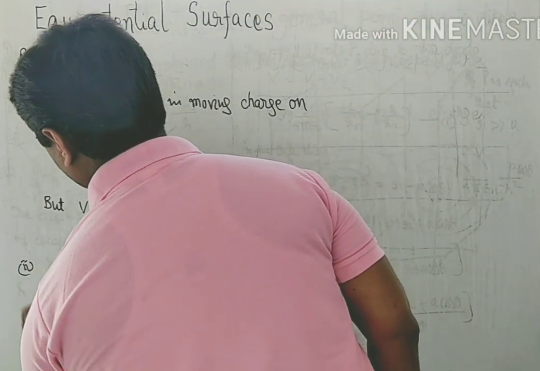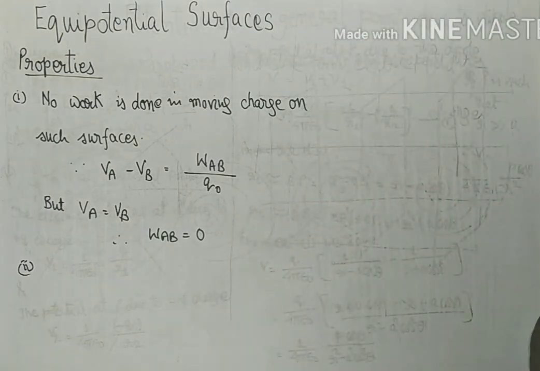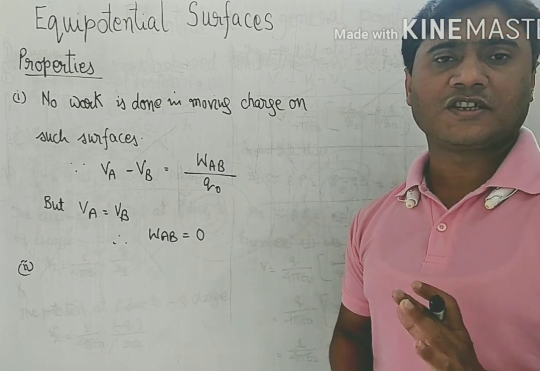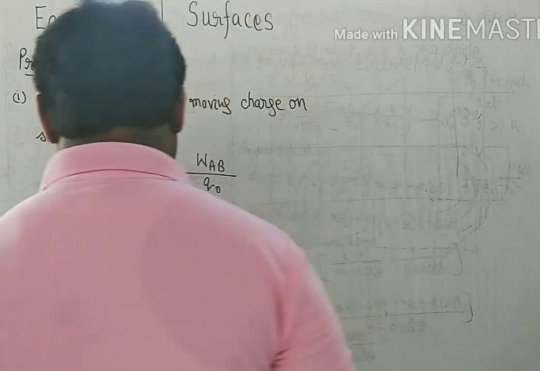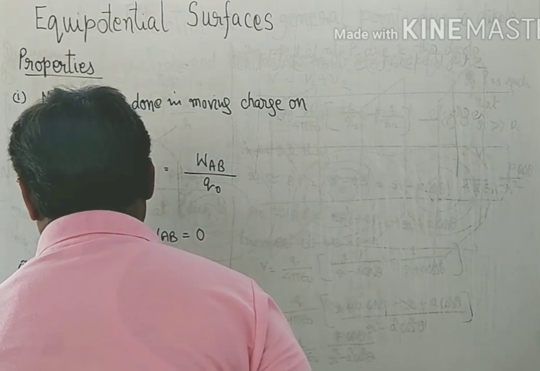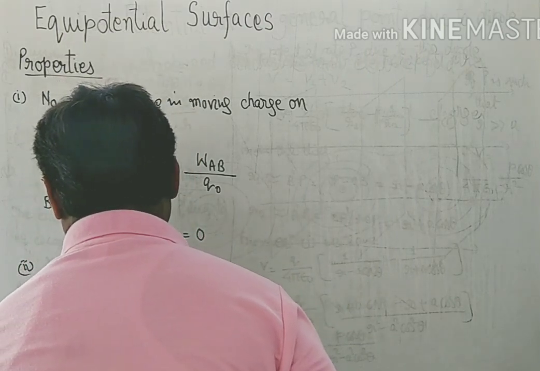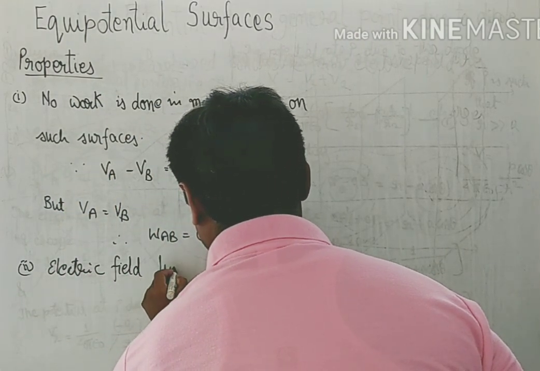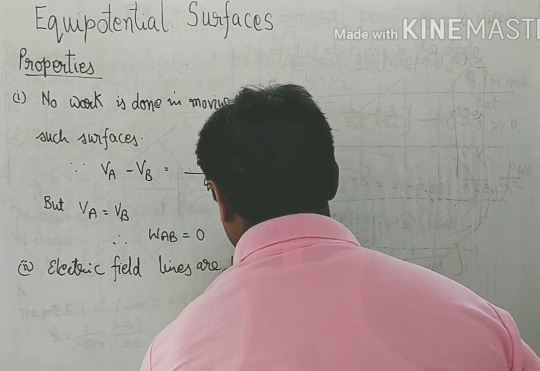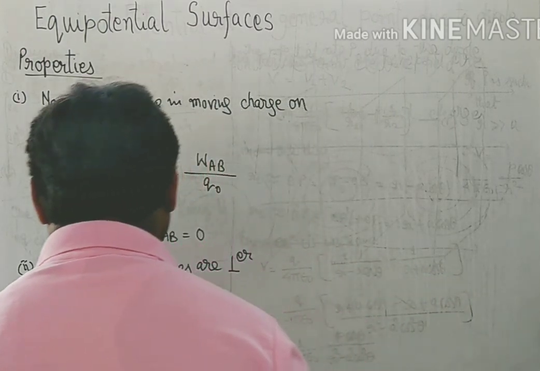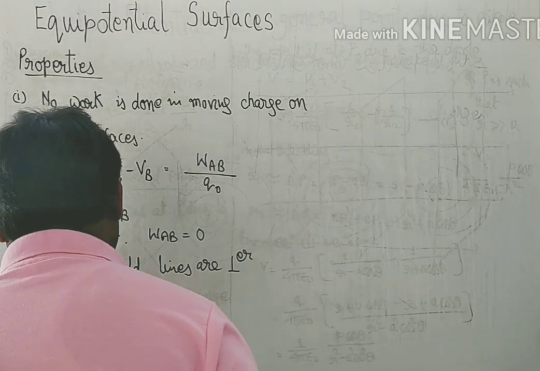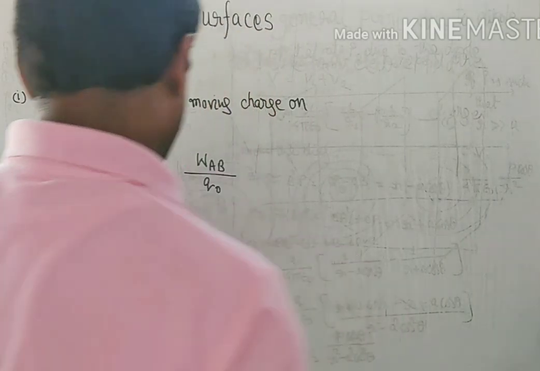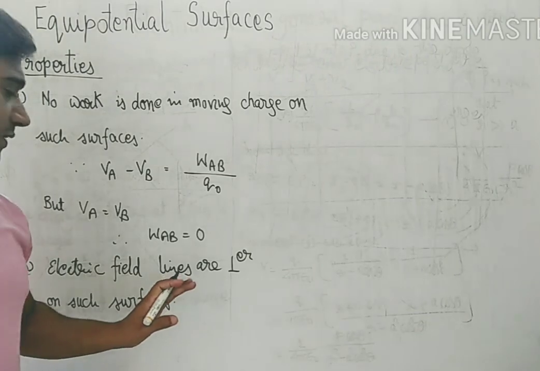So this way we can say it mathematically. Now for the second point we can say the electric field lines are always perpendicular to the equipotential surfaces, whatsoever may be the shape of the surface. So here we write: electric field lines are perpendicular on such surfaces.